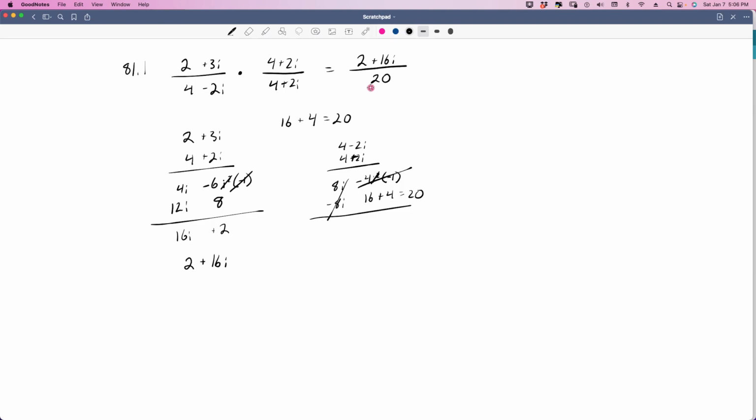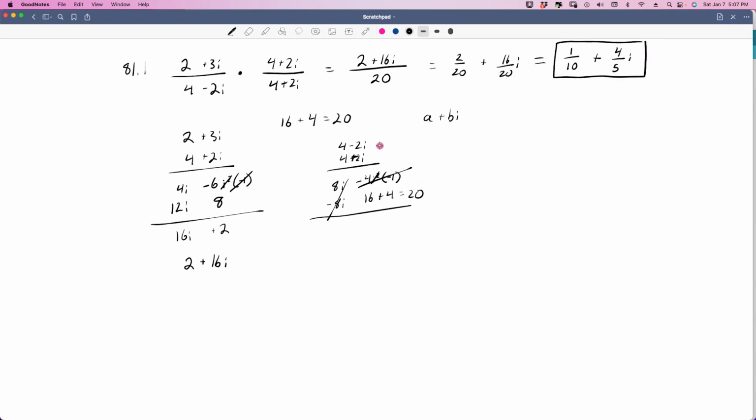We cannot leave it in this format though, because the standard format is always going to be a plus bi. So we have to separate it. We can't leave it as one fraction. We have to have two separate terms, with the complex part being in the second term. So we're going to separate it and say 2 over 20 plus 16 over 20i. We can see that all of these are even and can be reduced. This can be reduced by 2 over 2, so that's going to be 1 over 10 plus, and both of these can be reduced by 4, that's going to be 4 over 5i. And this is the final answer. This is what you would type in.